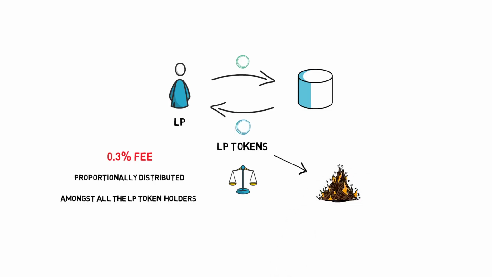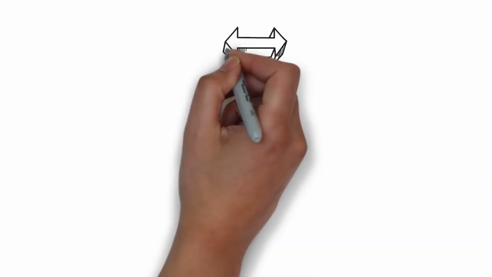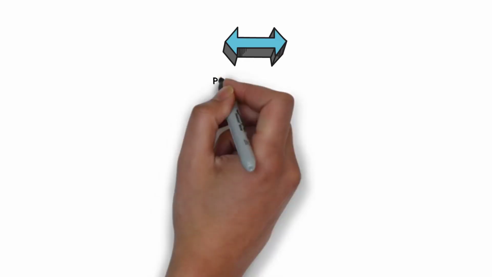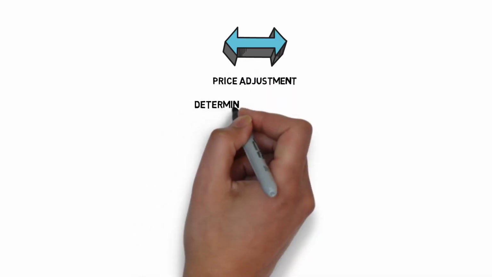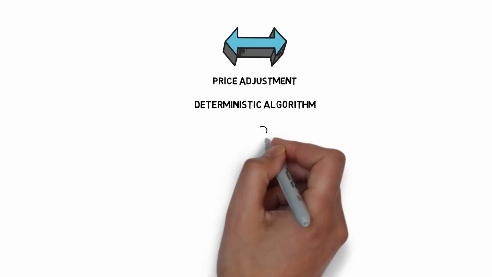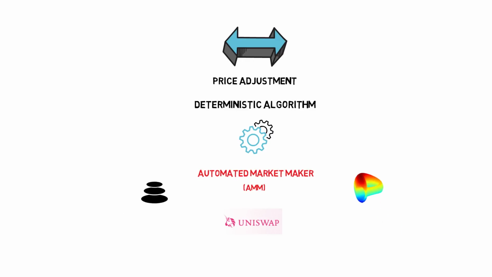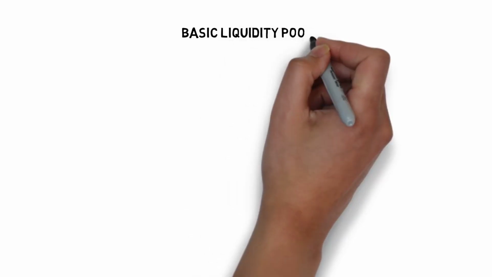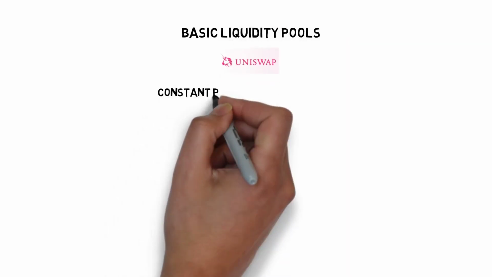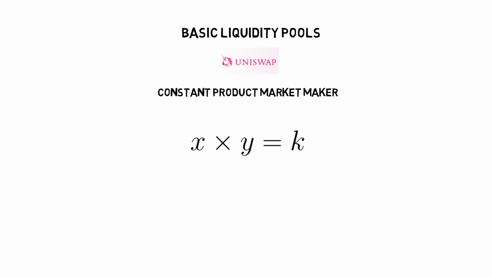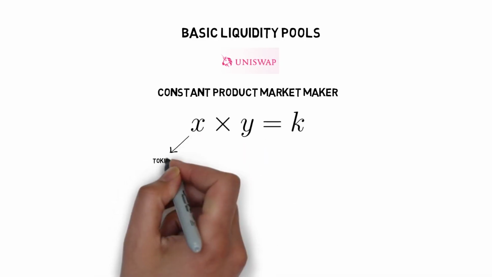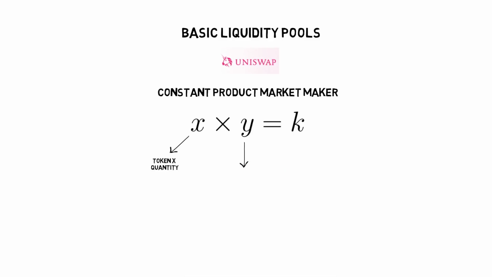Each token swap that a liquidity pool facilitates results in a price adjustment according to a deterministic pricing algorithm. This mechanism is also called an automated market maker, AMM, and liquidity pools across different protocols may use a slightly different algorithm. Basic liquidity pools, such as those used by Uniswap, use a constant product market maker algorithm that makes sure that the product of the quantities of the two supplied tokens always remains the same.